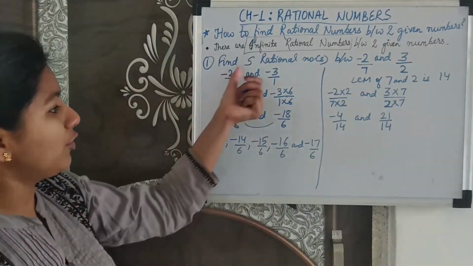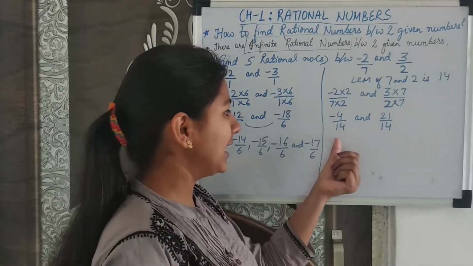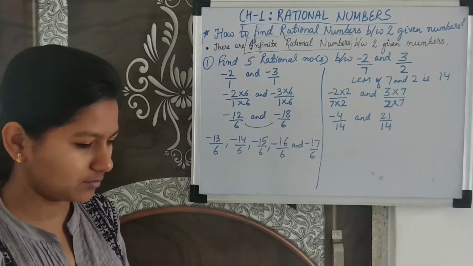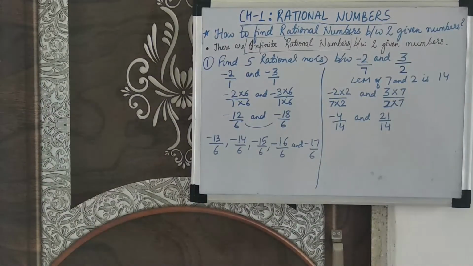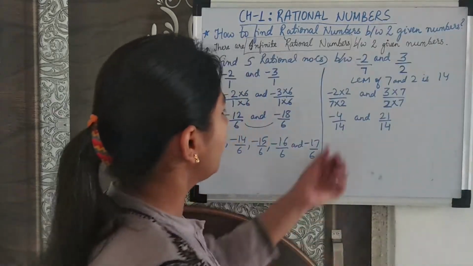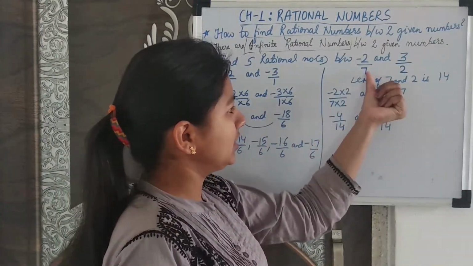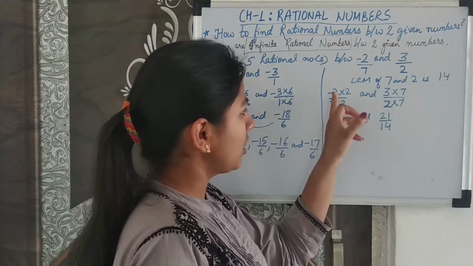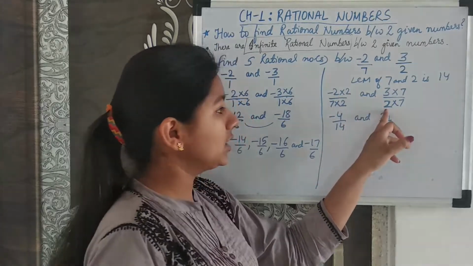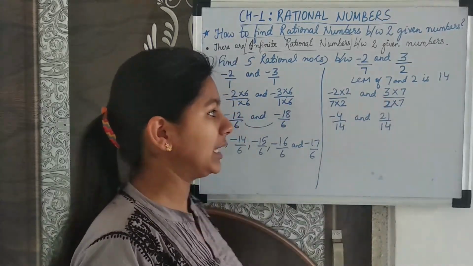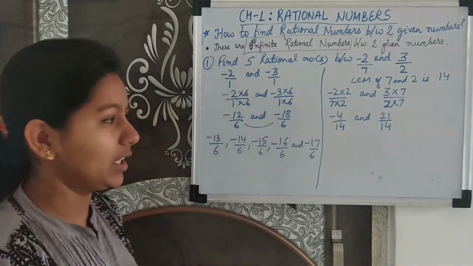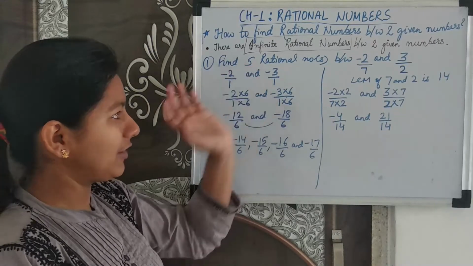Now they wanted to know 5 rational numbers. Now I have made both the denominators 7 and 2 equal to 14. So 7 into 2 is 14, so the numerator 2 should also be multiplied with 2. And then 2 into 7 is 14, so this should also be multiplied with 7. So this is minus 4 by 14 and 21 by 14. So I have to find 5 rational numbers.